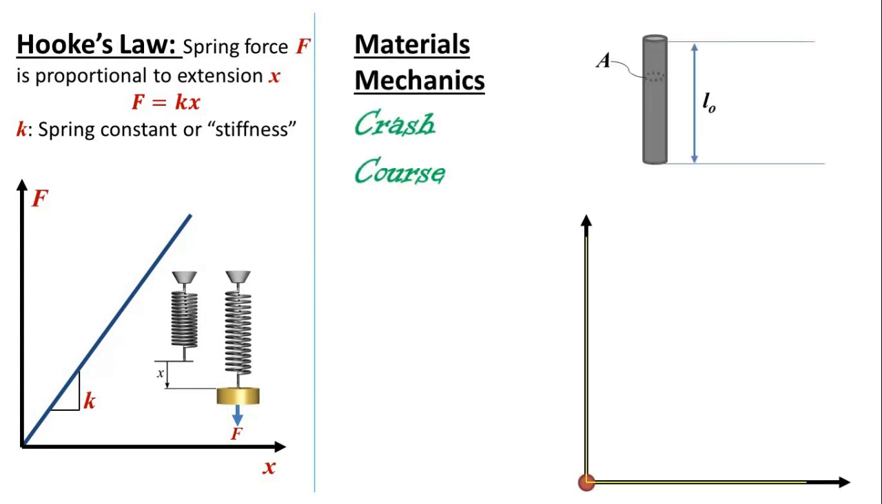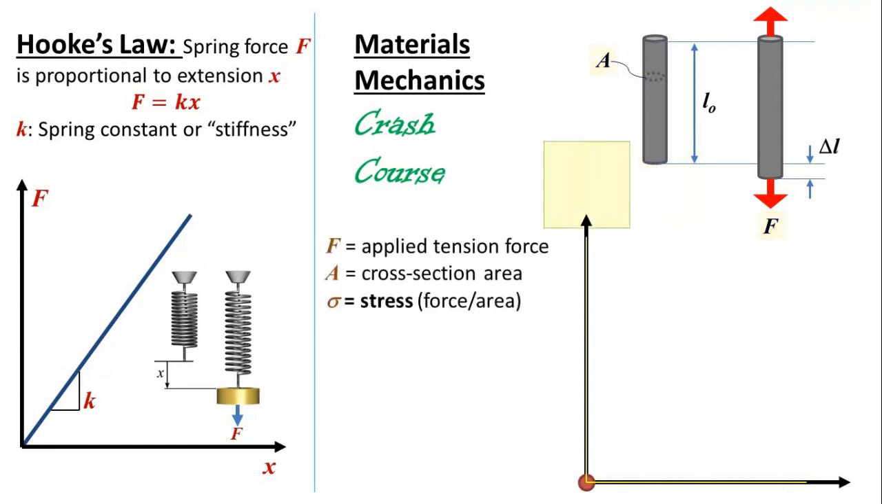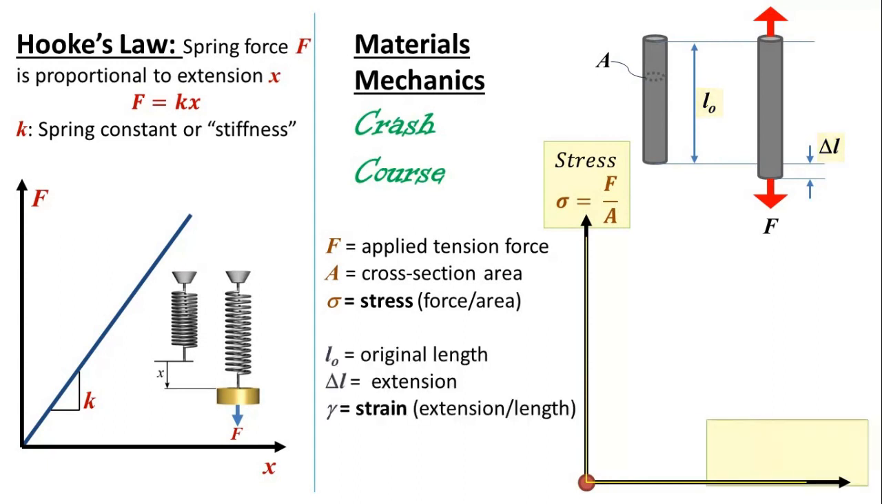The elastic properties of materials are described in a similar way. Imagine a solid rod of some material with a set length L and cross-sectional area A. If we apply a force to it, it will extend some distance dL. However, instead of force, we plot force divided by cross-sectional area, which we call stress. Instead of extension, we consider extension divided by initial length, which we call strain.